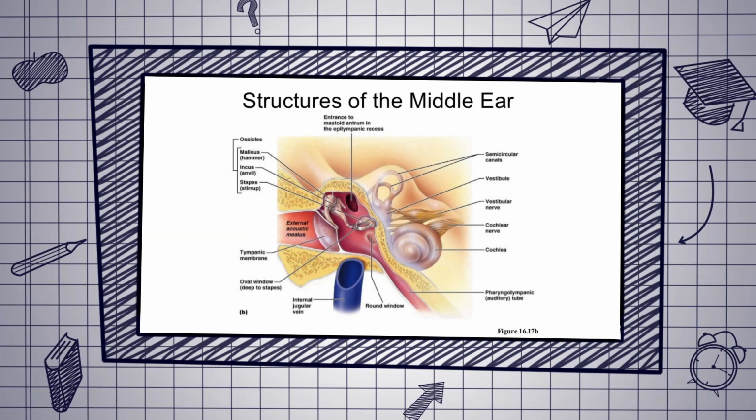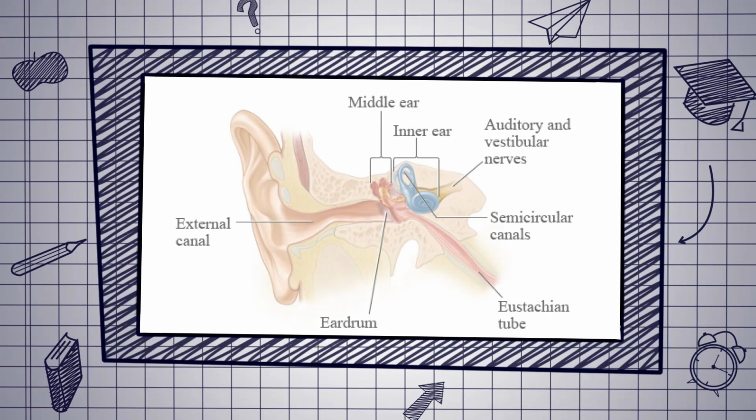The middle ear has a chamber between the eardrum and cochlea containing three tiny bones: the hammer, the anvil, and the stirrup. These bones concentrate the vibration of the eardrum on the cochlea's oval window. The inner ear is the innermost part of the ear, containing the cochlea, the semicircular canals, and the vestibular sacs.